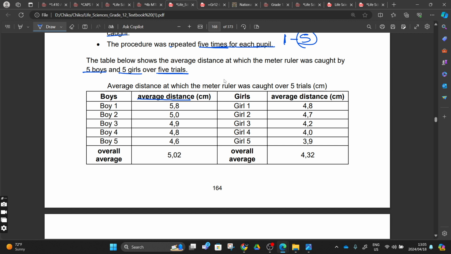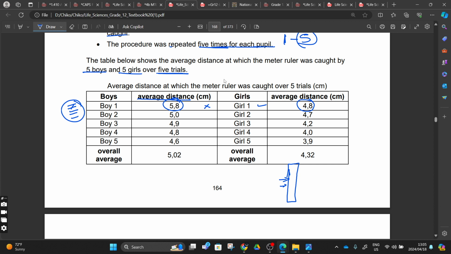It means that boy 1 has trials 1, 2, 3, 4, 5, and then we add everything and divide by 5, and we have this answer. He held it at an average distance of 5.89. If we have a ruler like this, it means he held it somewhere up here, but girl 1 has 4.8. It means she held it down here. So with this information, we can conclude that this girl was faster compared to the guy.